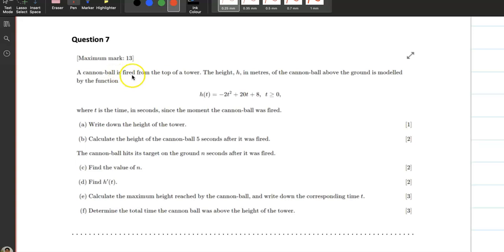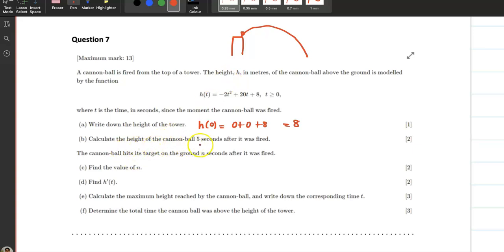Write down the height of the tower. Cannonball is fired from the top of the tower. So you have a tower, firing a cannonball from the top. So what is the height of the tower? When your t is 0, so put t is equal to 0. You get 8. Correct? So the height of the tower will be 8 meters.